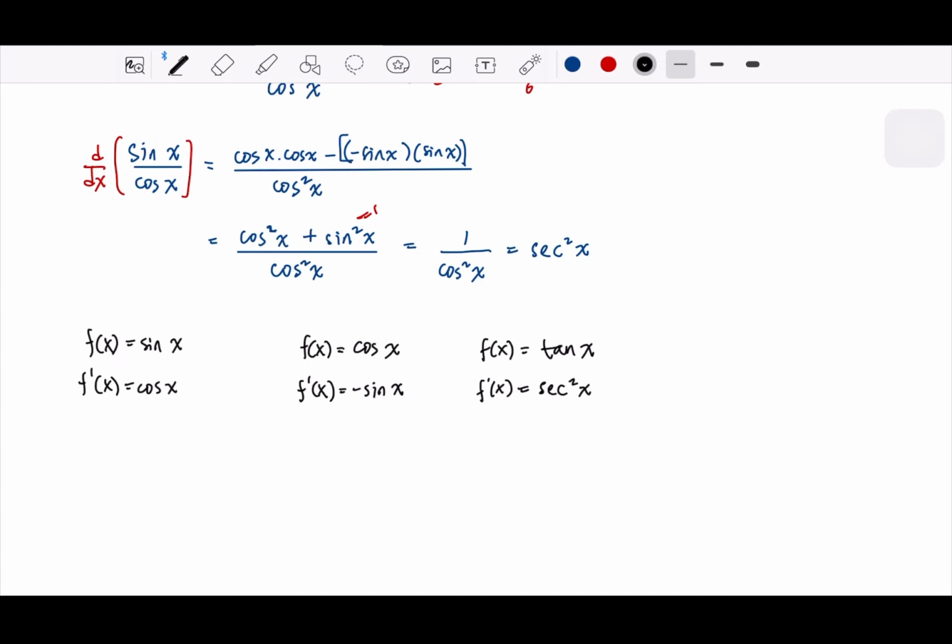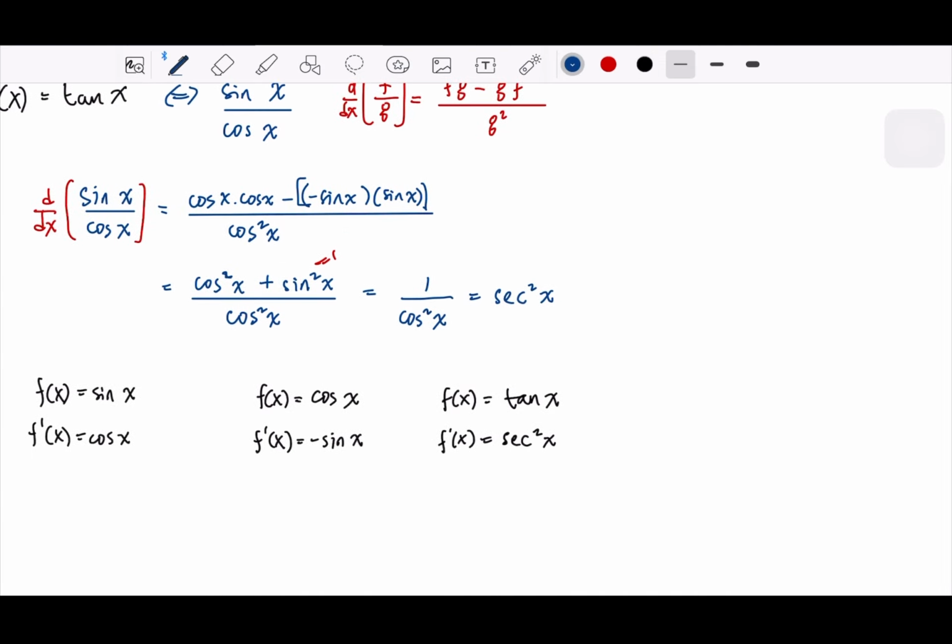The same thing if you have the secant. Let's write maybe here, and let's say g(x) is secant. Well, we can start from the statement that the secant is 1 over cosine x, and we could use the quotient rule or just a normal power rule. That's okay, but let's just stick with the quotient rule.